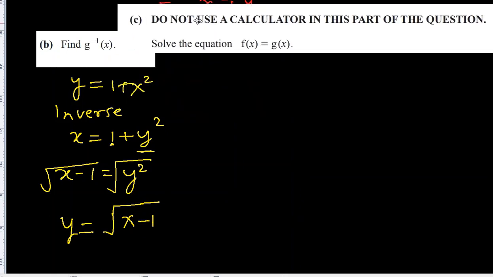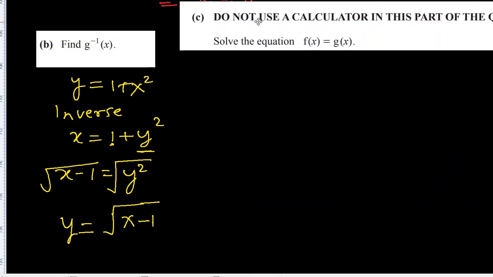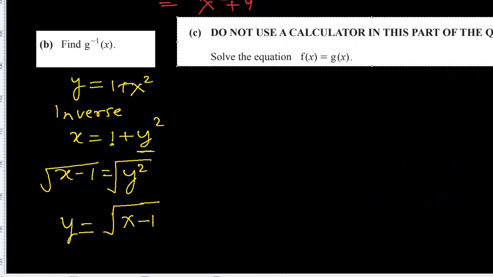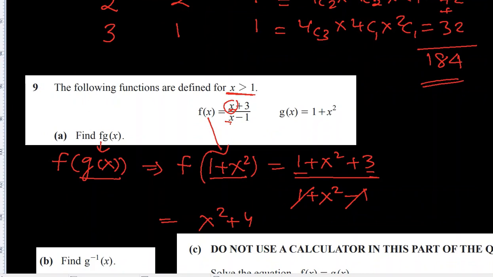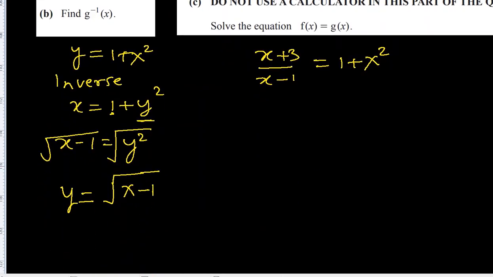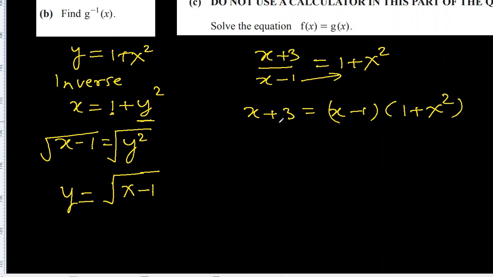Alright, next one then. Okay, this is the do not use calculator one. They have tied our hands here, so we can't use a calculator. Solve the equation f(x) equal to g(x). So f(x) was x plus 3 over x minus 1. That was f(x). g(x) is 1 plus x squared. Let me confirm once more. x plus 3. Yeah. So now we have to solve this. And for solving this, we have to first cross multiply. So x plus 3 equal to x minus 1 times 1 plus x squared.